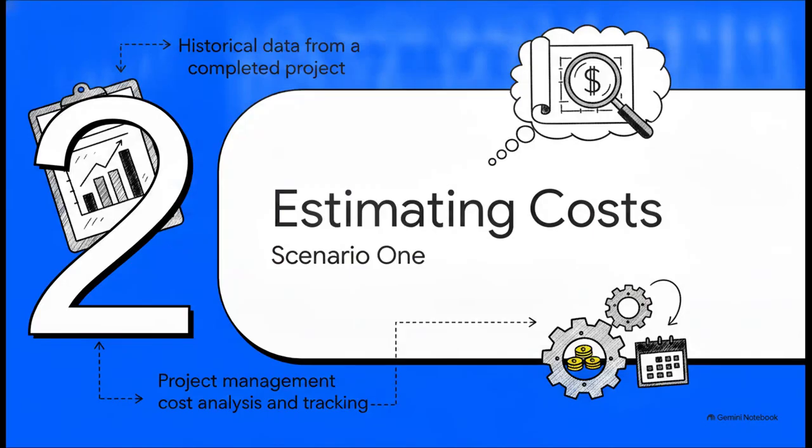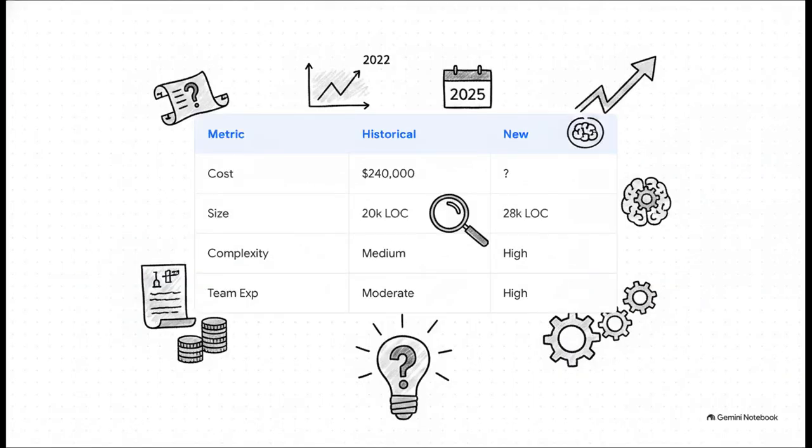Moving on to Section 2, Scenario 1, estimating costs. Let's leverage some historical data to build a brand new project budget. Take a look at this data table. Back in 2022, our historical baseline project cost $240,000. It had 20,000 lines of code, medium complexity, and moderate team experience. Before a new 2025 project, the size jumps up to 28,000 lines of code. The complexity shifts to high, but thankfully, our team experience is also high. So, here is your classic exam question. Based on this, what is the estimated cost of the new project?